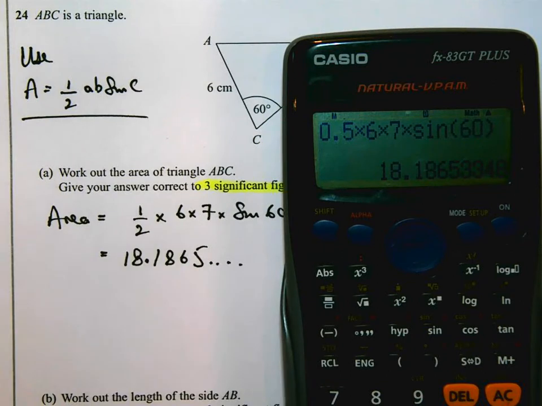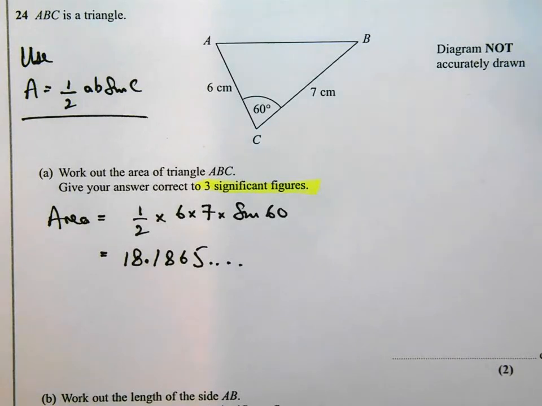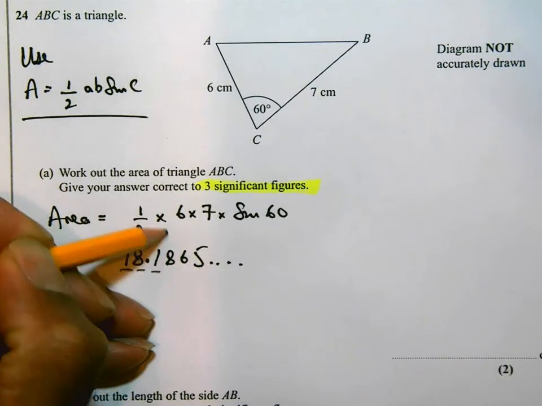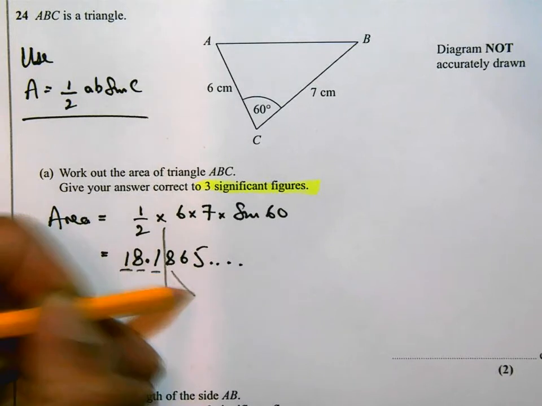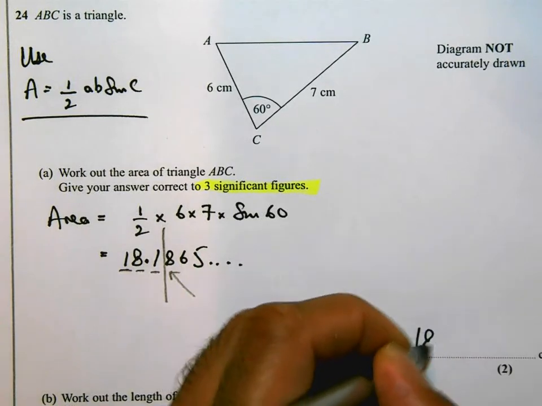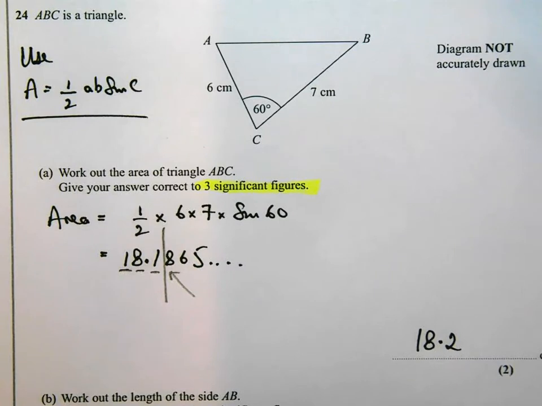And the question, remember, said give the answer to 3 significant figures. I draw my line here, count 1, 2, 3, and then draw my line here. Because that number there is 5 or more, when I write it to 3 significant figures, it's going to become 18.2 centimeters squared, and that's the area of this triangle to 3 significant figures.